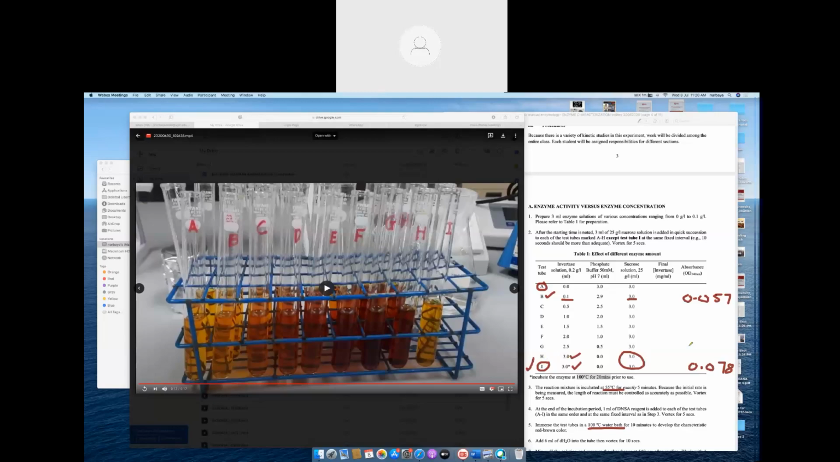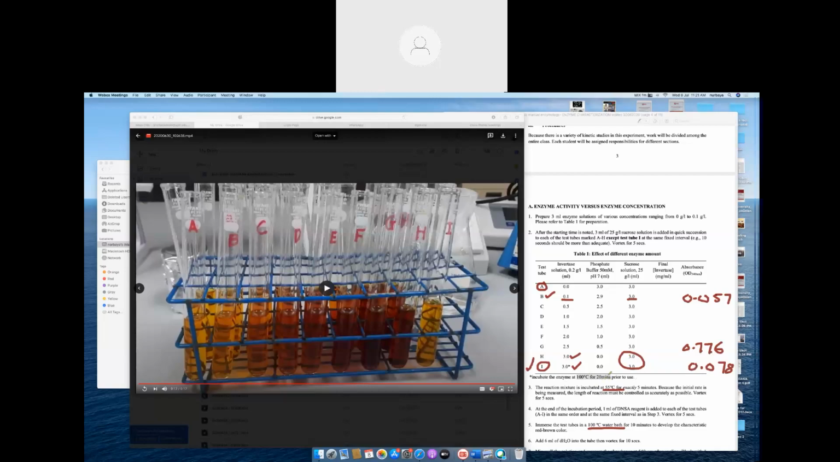Someone, do you still remember what is the reading for H? Absorbance, I mean absorbance for H. Okay, so H is 0.776. So you see, by having the dead enzyme, obviously the reaction will not occur because the enzyme is already dead.